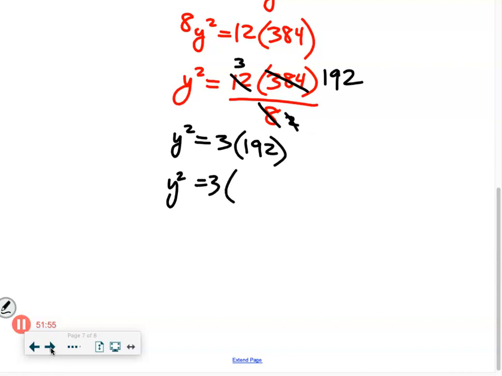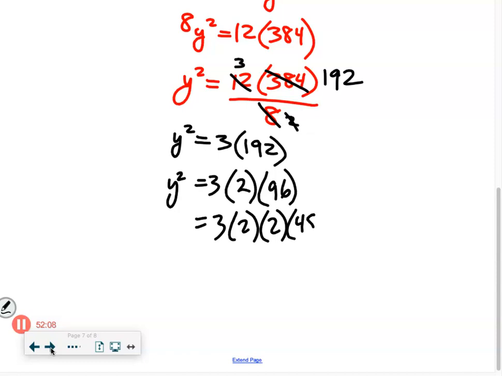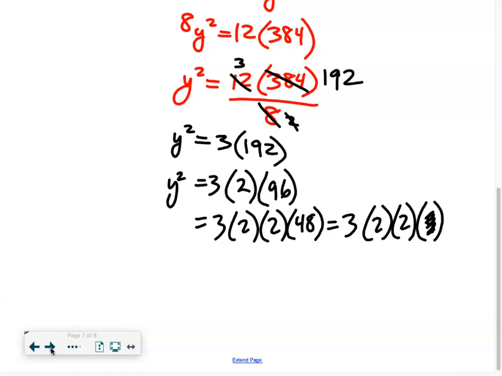Let's see. So this is 2 times 96. So 3 times 2 times 2 times 48. So 3 times 2 times 2 times 4 times 16. This isn't a perfect square? 3 times 16. I can do that. 3 times 16. There we go. Just breaking it apart enough so I can find the square root.